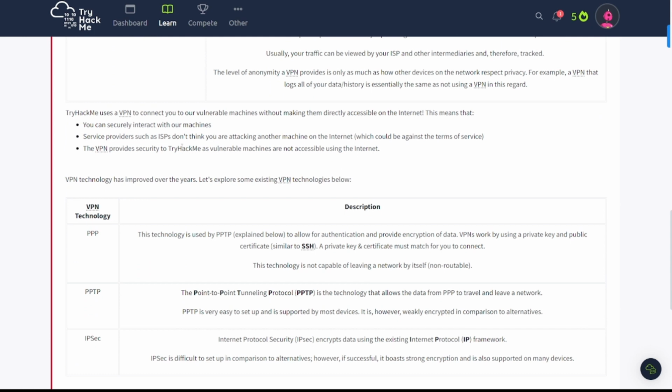TryHackMe uses a VPN to connect to our vulnerable machines without making them directly accessible to the internet. That means that you can securely interact with our machine. Service providers such as ISPs don't think you're attacking another machine on the internet. The VPN provides security to TryHackMe as vulnerable machines are not accessible using the internet.